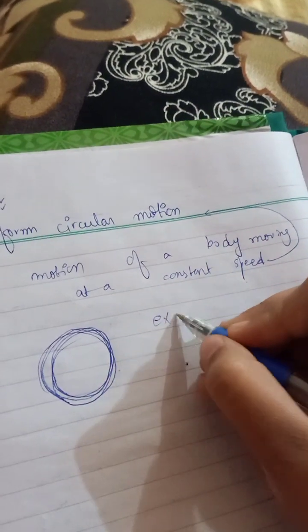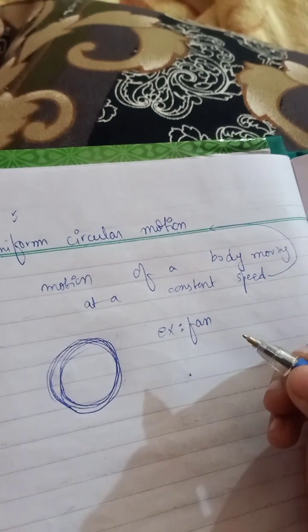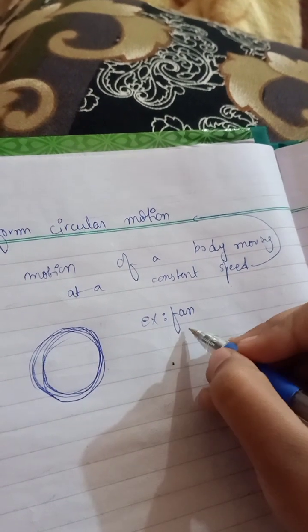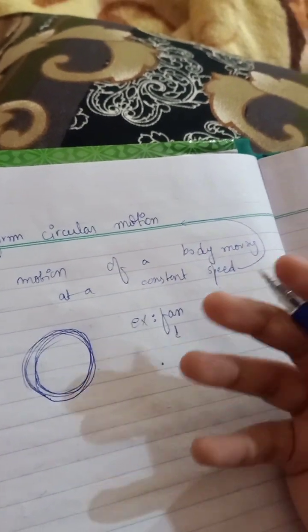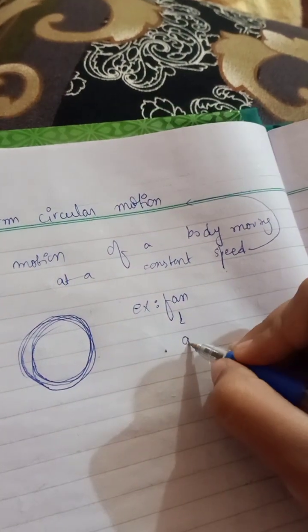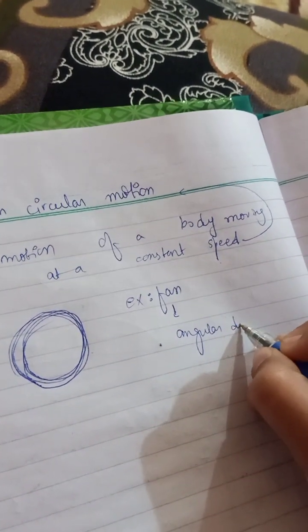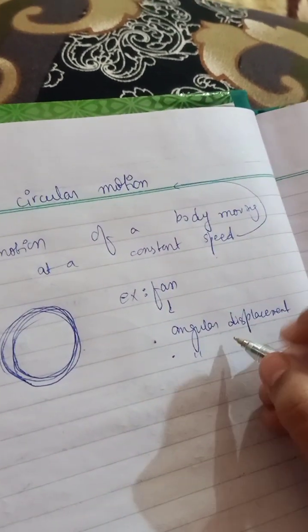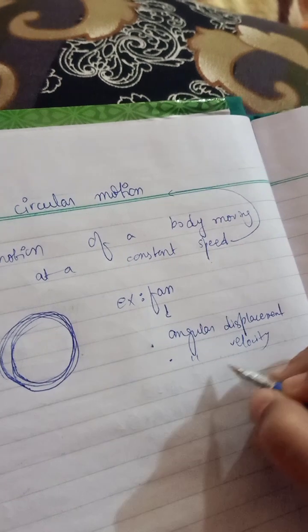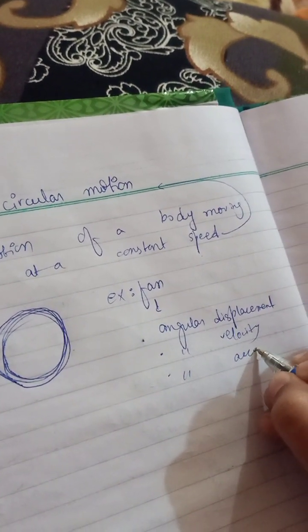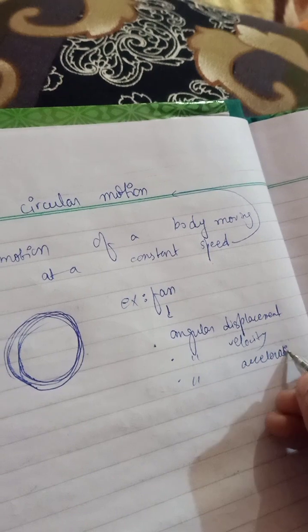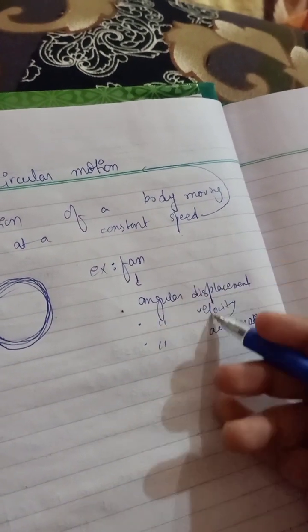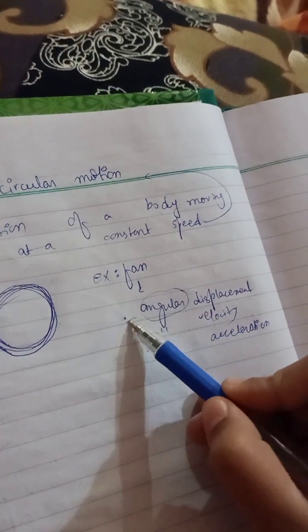You can take the example of a fan. If it is in circular motion, as you all know, there will be a lot of things like angular displacement, angular velocity, angular acceleration. If a body is moving at a constant speed, you can say it is uniform circular motion. So this body will have all these things. And why are we putting angular? Because this is a moving body.